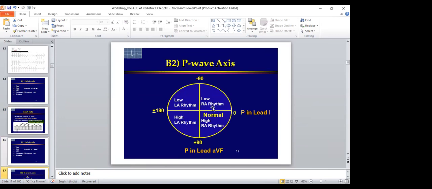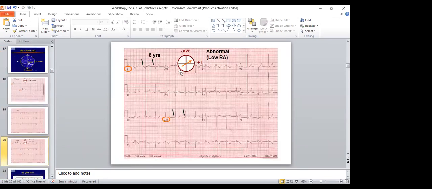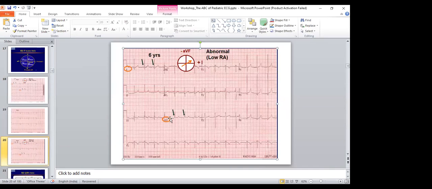When we talk about axis, the normal axis is calculated in lead 1 and lead AVF. High RA rhythm is considered as normal, low RA rhythm is still considered okay. High LA and low LA rhythm in P wave is never okay. For the sake of an example, here we see that in lead 1, P wave is positive. In lead AVF, P wave is negative. Thus, we will have a wandering axis, which is abnormal, low RA axis.